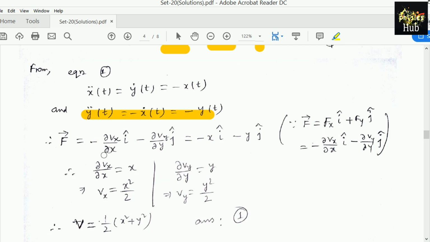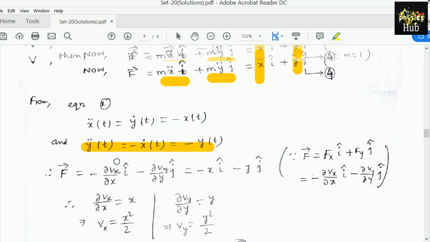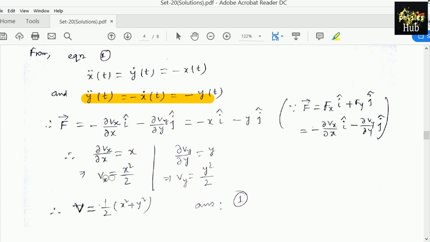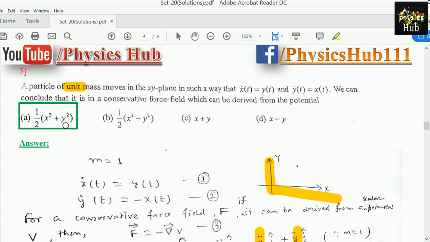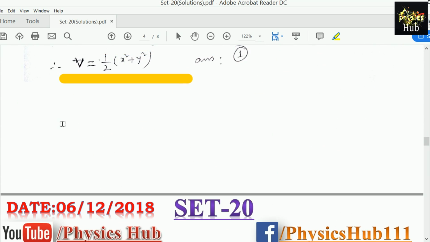So we just take the derivative with respect to x. We just equate the two things on both sides. So del V by del x equals x, so Vx equals x square by 2 and Vy equals y square by 2. Therefore V equals half into x square plus y square. So it is matching with option 1. Option 1 is the correct option.